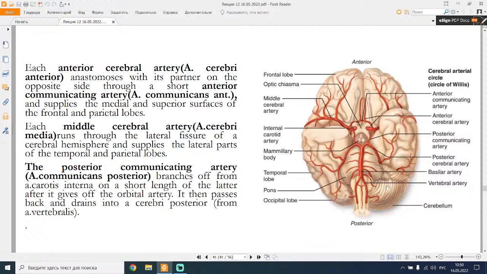Next, the posterior cerebral artery. The posterior communicating artery branches off from the arteria carotis interna on the short length of the latter after it gives off the ophthalmic artery. It then passes back and joins the arteria cerebri posterior from arteria vertebralis.